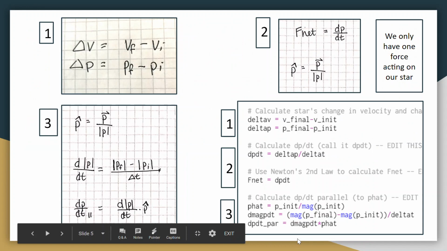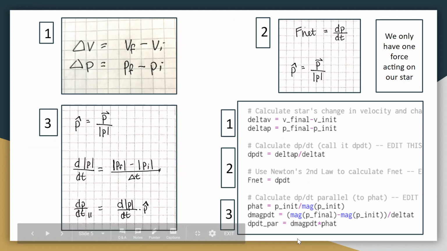And then I used in step 1 the change in velocity and the change in momentum, implemented them into my code. In step 2, I am proving how our net force is equal to dp/dt because it is the single force acting on our star, and this is also obtained from Newton's second law, also then implemented in my code below.